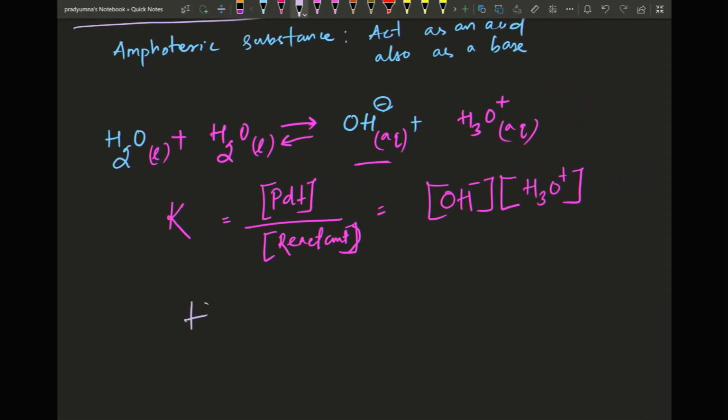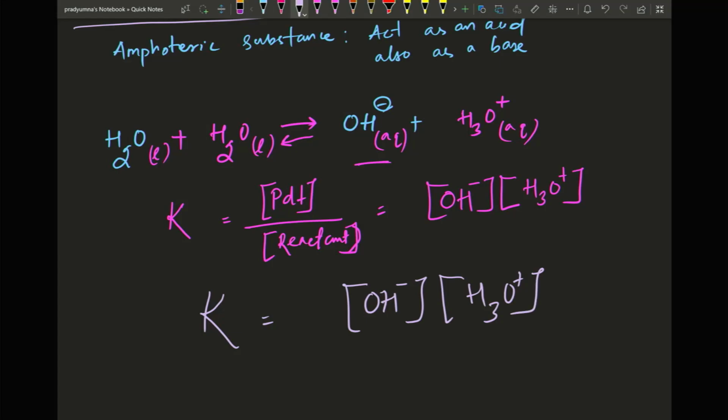K equals the OH minus concentration multiplied by the H3O plus concentration. This equilibrium constant is written as Kw, which is called the dissociation constant of water, because water is dissociating into OH minus and H3O plus.